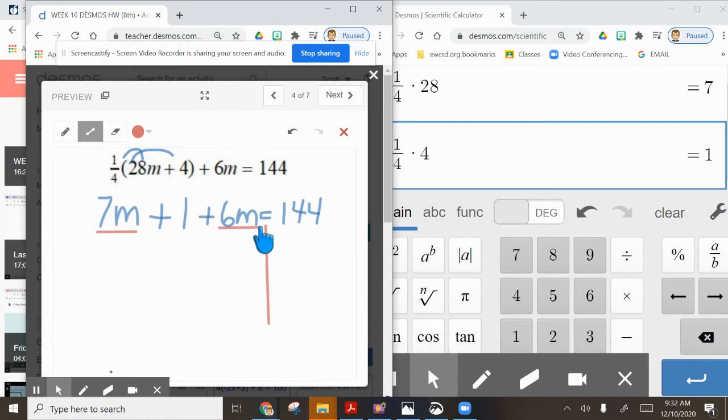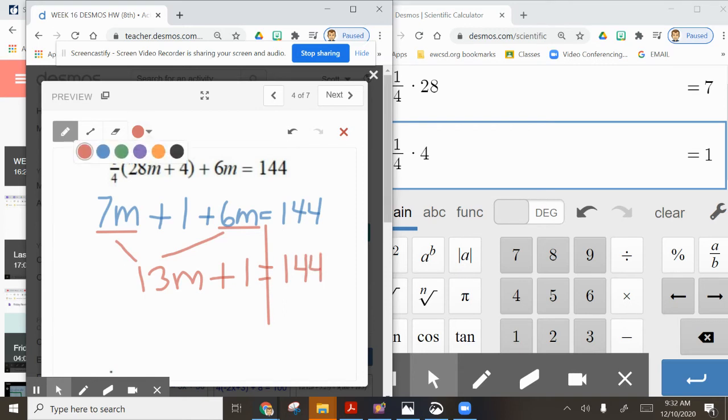Okay. All right, now you can keep solving, but your first step before you go any farther, look at these two. Are those like terms? You've seen those a lot. Okay, so 13m. Where did I get 13? I brought those together. Just bring down your 1. That was right here. Equals 144. Now keep going. You're going to subtract 1.